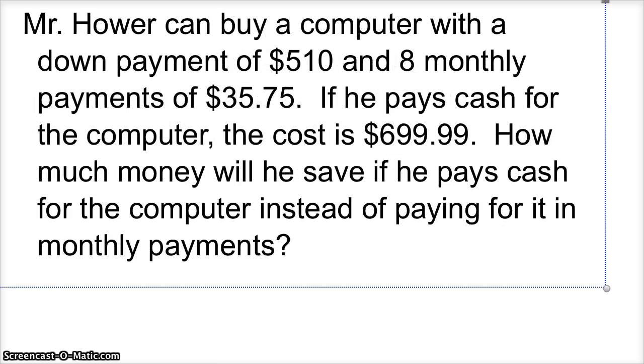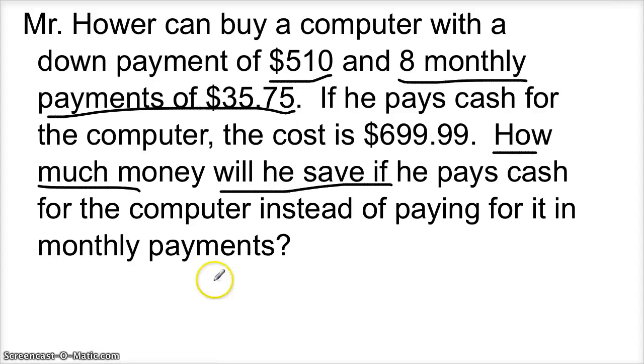Oh. All right, let's try another one. Mr. Howard can buy a computer with a down payment of $510, and we have some more information there. So pause the video while you underline the important pieces of information here. Here are the important pieces that I found. 510, 8 monthly payments of $35.75. This $699 will be important, but not yet.